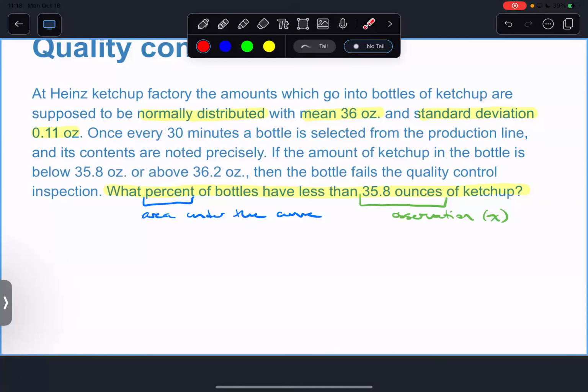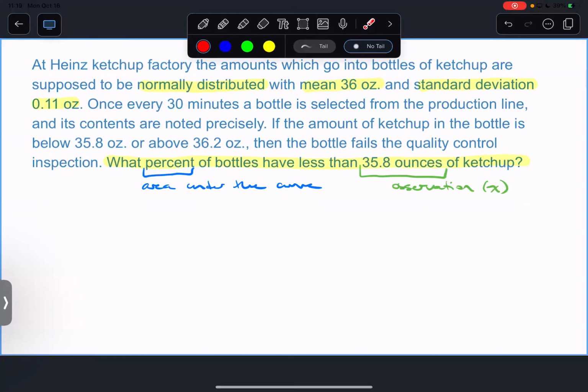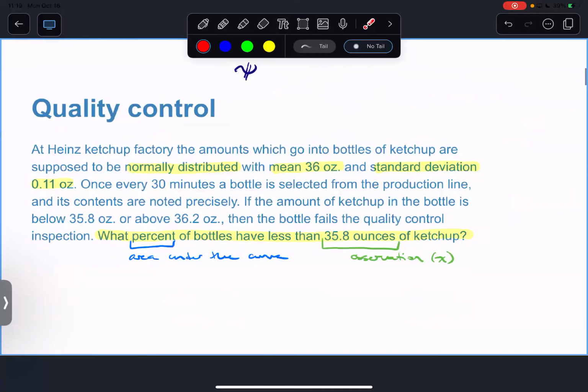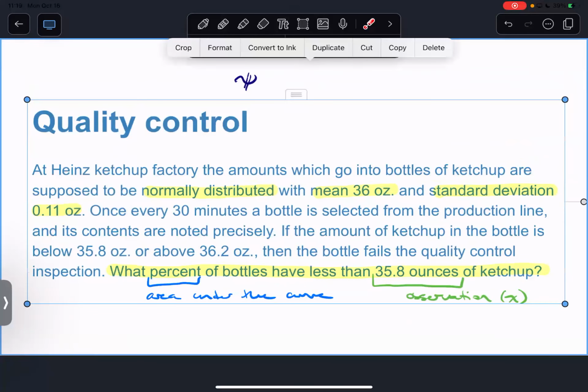At Heinz Ketchup Factory, the amounts which go into bottles of ketchup are supposed to be normally distributed with a mean of 36 ounces. So that's probably what's posted on the label. But we all understand that there's variability around that. We expect all the bottles to be around 36. So the normal distribution is centered around 36, but then we allow for some lighter bottles and some heavier bottles up to some maximum.